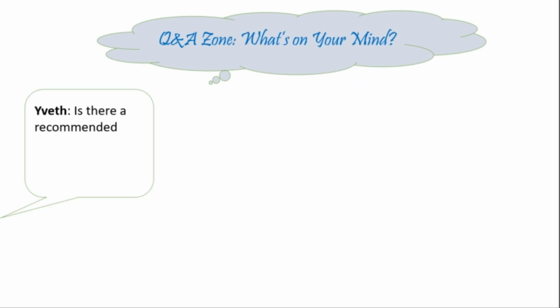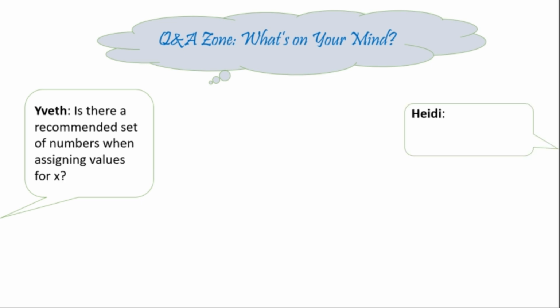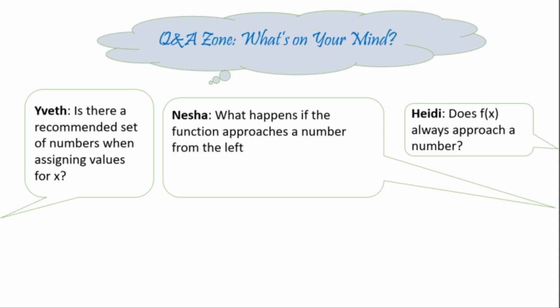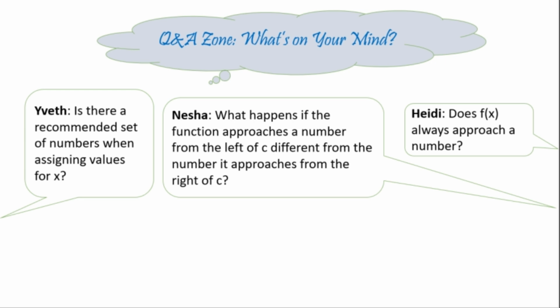Is there a recommended set of numbers when assigning values for x? Does f of x always approach a number? What happens if the function approaches a number from the left of C, different from the number it approaches from the right of C? These are excellent questions, actually.